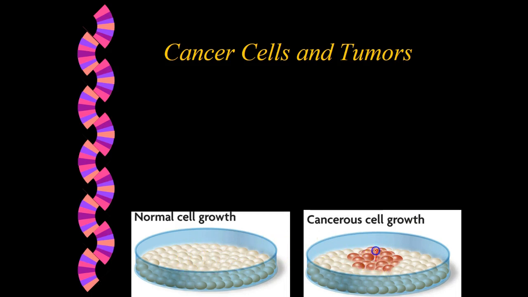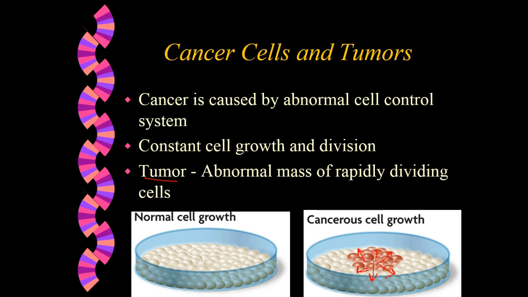They're going to grow up, and they're going to grow down, and they're going to grow out to the sides, and they're going to grow up at diagonals, and they're going to go down at diagonals. They're going to grow in every direction from that center cell. They're not regulated anymore. And if they form this lump in normal tissue, it's what we call a tumor.